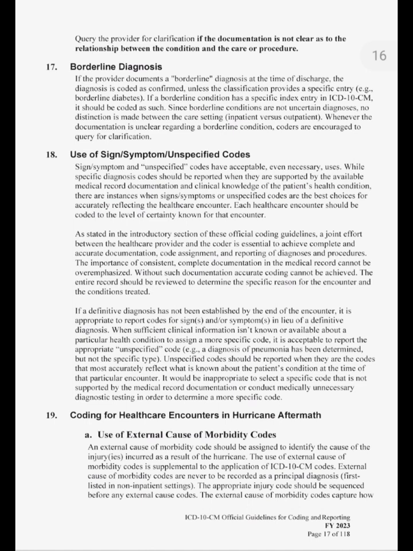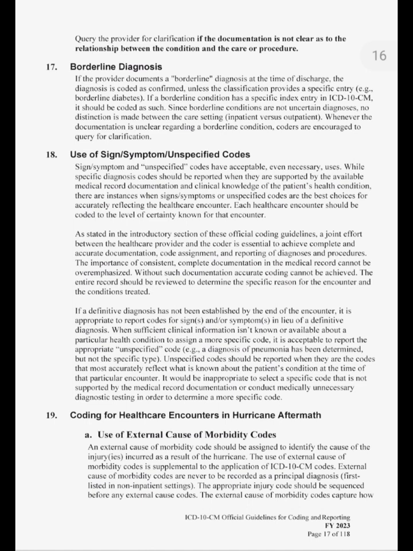19. Coding for healthcare encounters in hurricane aftermath. A. Use of external cause of morbidity codes. An external cause of morbidity code should be assigned to identify the cause of the injury, i.e., incurred as a result of the hurricane. The use of external cause of morbidity codes is supplemental to the application of ICD-10-CM codes. External cause of morbidity codes are never to be recorded as a principal diagnosis, first listed in non-inpatient settings.